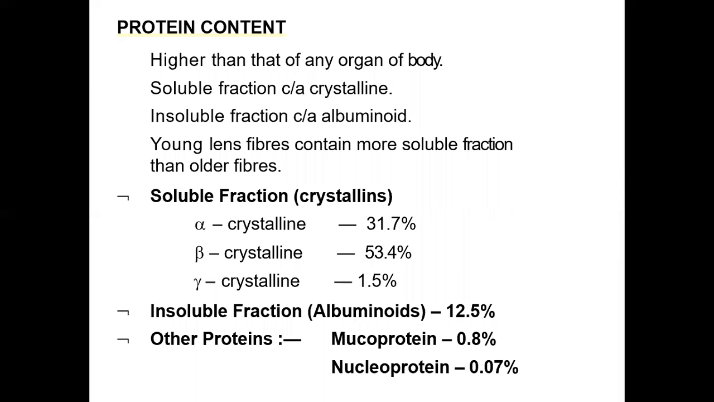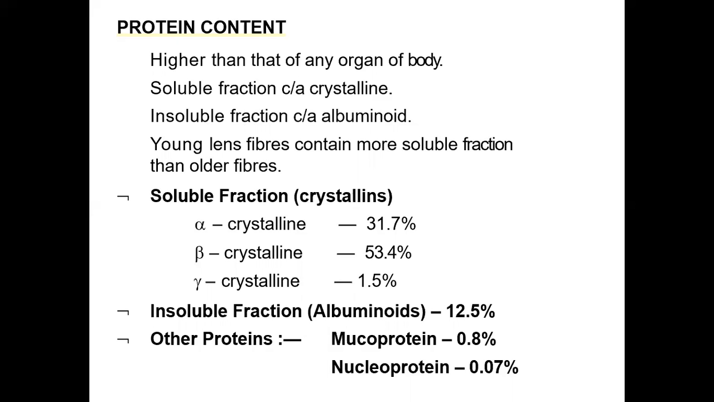Protein content is higher than any other organ of the body. So they say that the content of protein is higher than any organ in the body. There are basically two types of protein present in the crystalline lens. One is a soluble fraction or soluble protein, called crystalline. That's why the term came, crystalline lens. We usually say crystalline lens instead of lens because of the soluble proteins. And another one is the insoluble proteins, called albuminoid.